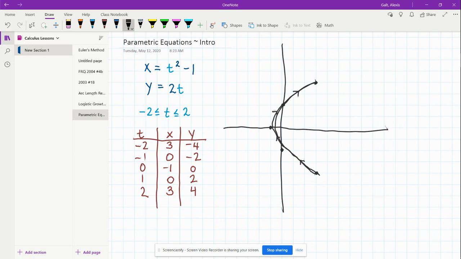The other thing you can do with parametrics is translate them back into traditional rectangular coordinates. The way you do that is you eliminate your parameter. So here our parameter is t. The way I look at this, it's easier to eliminate the t if I solve here for t. So t is equal to 1/2 y. And then I go back to my other equation, and I say, well, x is equal to 1/2 y squared minus 1.